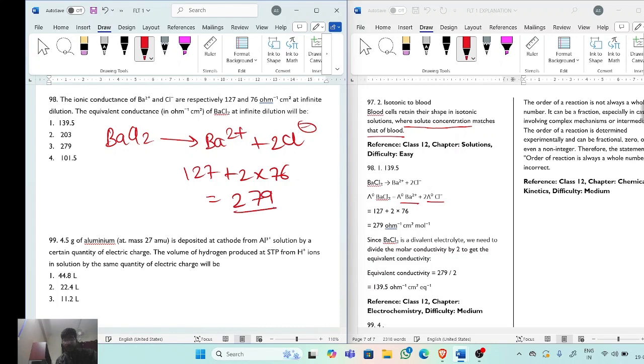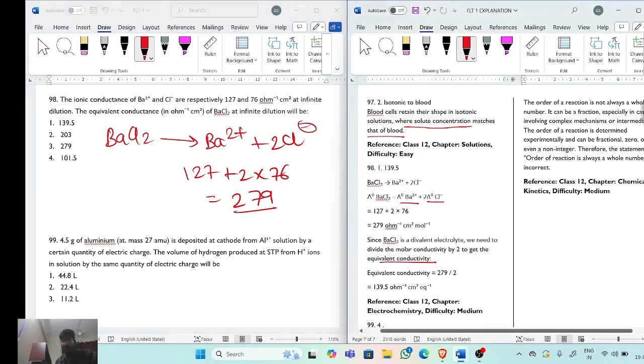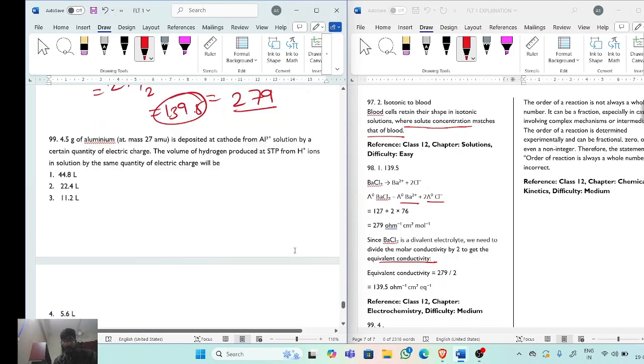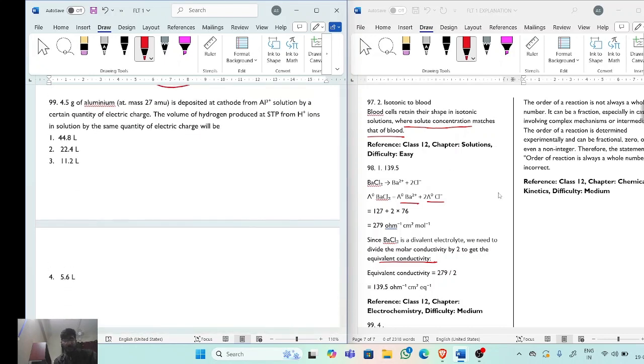But since BaCl2 is a divalent electrolyte, we need to divide the molar conductivity by 2 to get the equivalent conductivity. So 279 divided by 2 will be 139.5. So our correct answer will be option number 1. Now comes to question number 99.